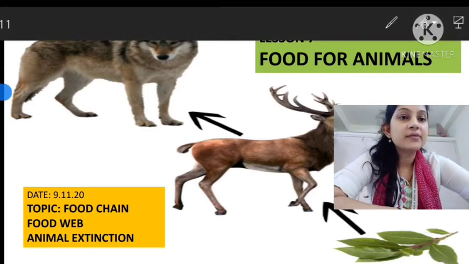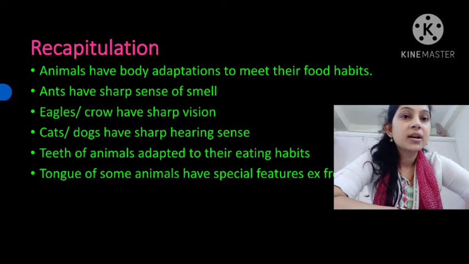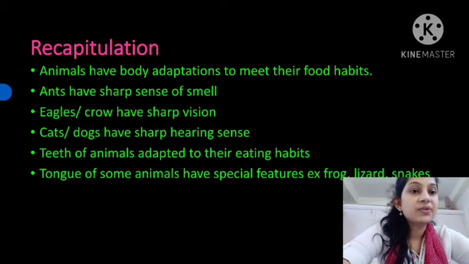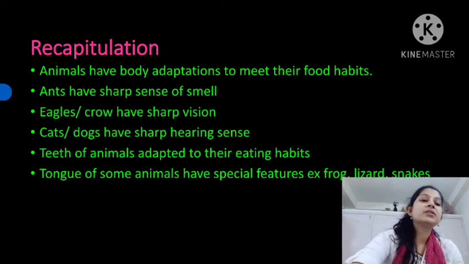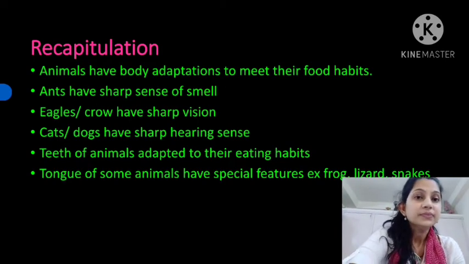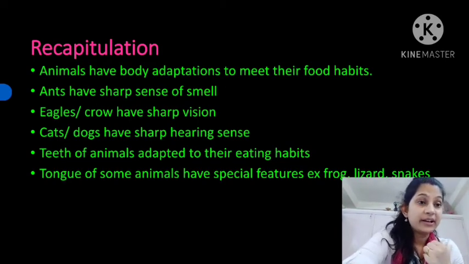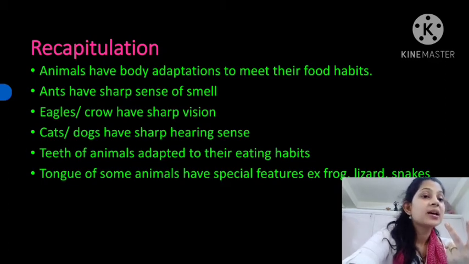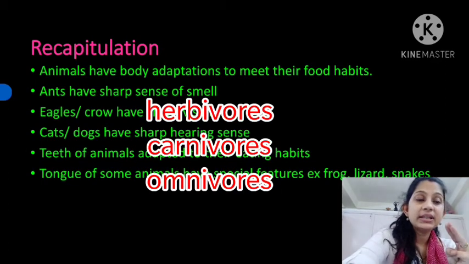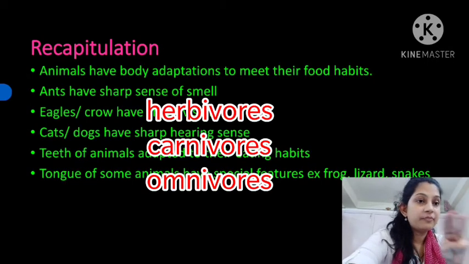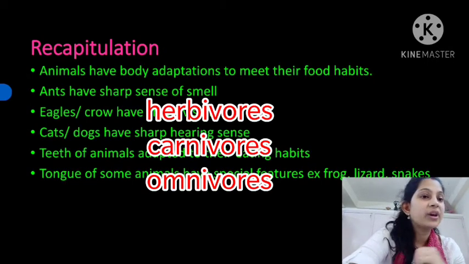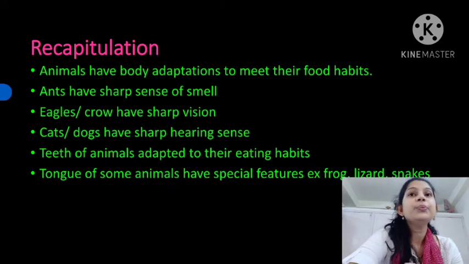So let us start our class with the recapitulation of the things which we have already learned. Our chapter started with the concept of three types of animals, isn't it? Herbivore, eating plants; carnivore, eating other animals; and omnivores, eating both plant sources as well as animal sources. We have discussed the adaptation in teeth of these animals. You remember that?